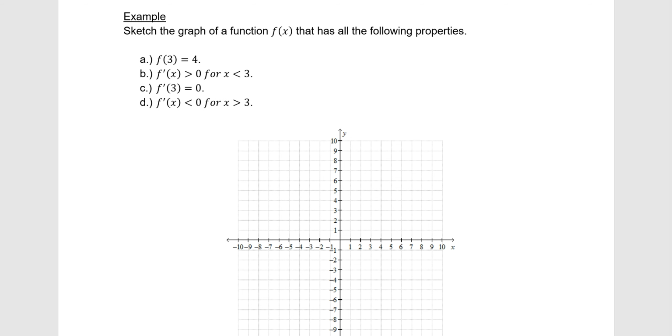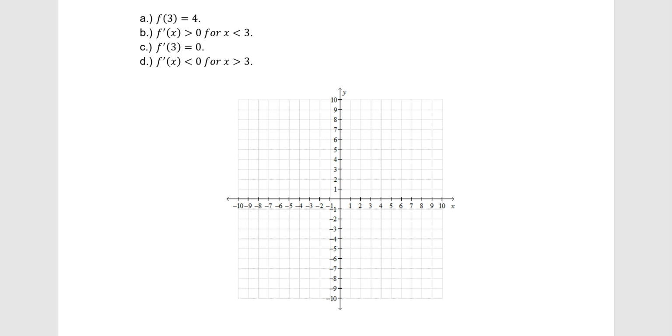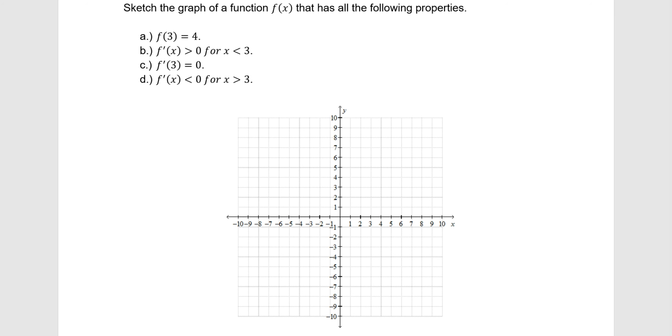Okay, let's do a couple examples here. Let's sketch the graph of a function that has these 4 properties. The first property is f of 3 has to equal 4. So I'm just going to put a dot at 3, 4 to start off. We know that f prime is positive for x less than 3, and a positive derivative means the function is increasing. So everything less than 3, the function is going to be increasing.